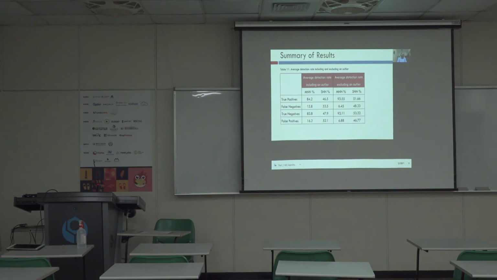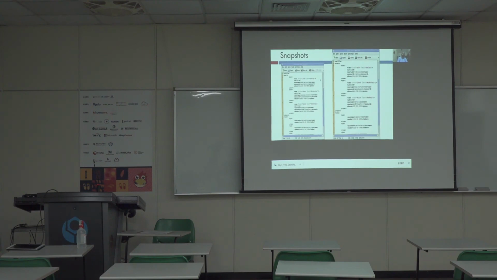Now this is a summary of results. You can observe here we have the modular neural network and single neural network with outlier and without outlier. In both cases, our modular neural network architecture is performing better and giving us better results.